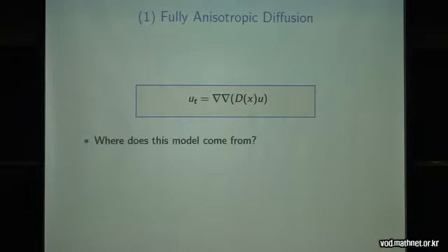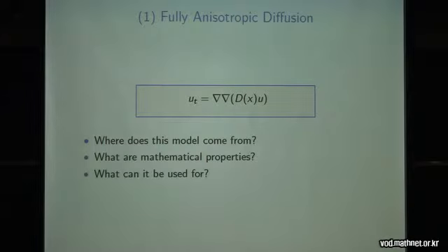So, fully anisotropic diffusion, where does it come from? Where does this model come from? What are mathematical properties and what can it be used for? That's basically the purpose of my talk here.